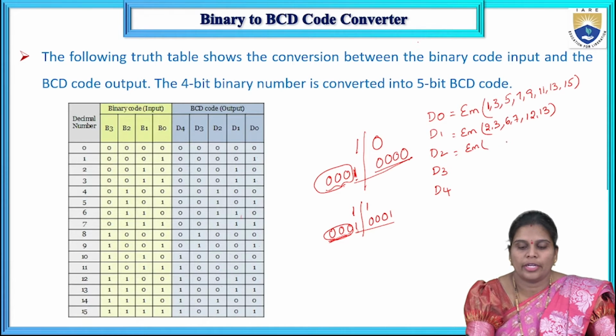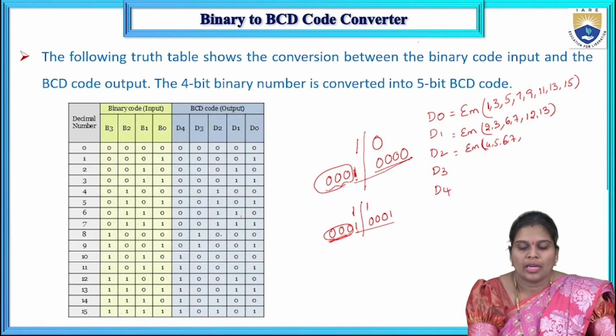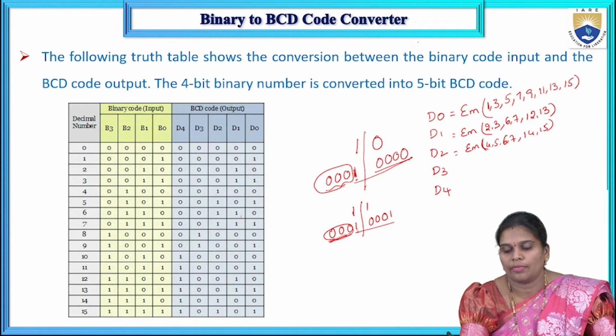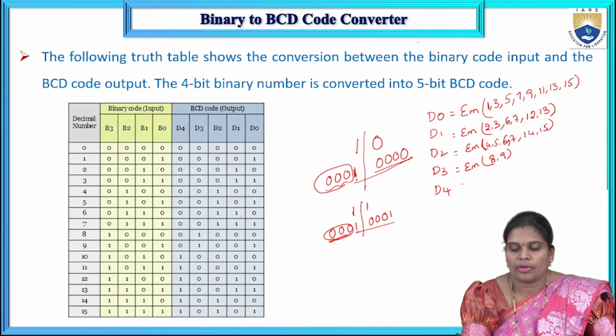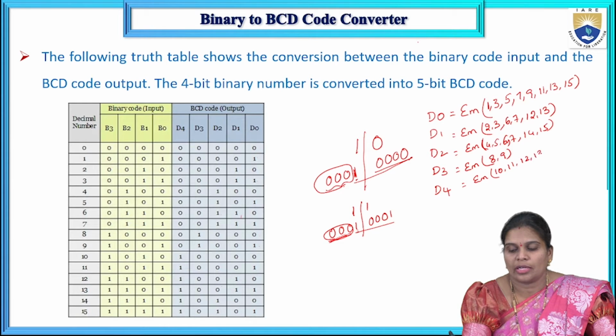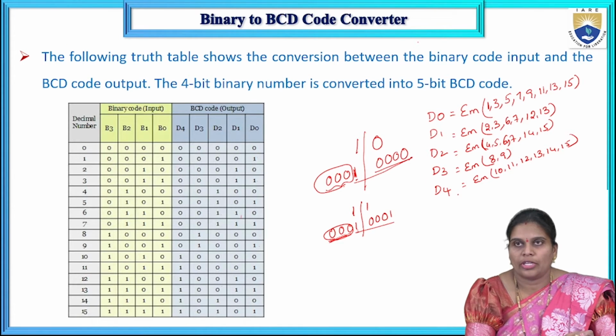Next, for D2: 0, 1, 2, 3, up to 3 the value is 0. Next, 4, 5, 6, 7 are present. Then 8, 9, 10, 11, 12, 13 are zeros. Next are 14 and 15. Next, D3: the 0 to 7 bits are zeros, only 8 and 9 are present, so D3 is the summation of 8, 9. For D4, 0 to 9 is 0, and 10 to 15 are present: 10, 11, 12, 13, 14, 15. These are the D0, D1, D2, D3, D4 values.